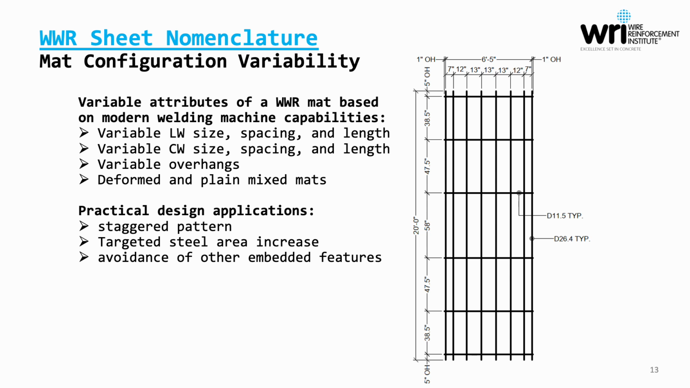Now, there are practical design applications for this. You could have staggered patterns of reinforcement as required by the design. You could have targeted steel areas that are increased in localized areas within the mat coverage. And then you could also have certain spacings that are set up so that they avoid embedded features that are going to be placed in the concrete local to where the mat is going to be positioned.